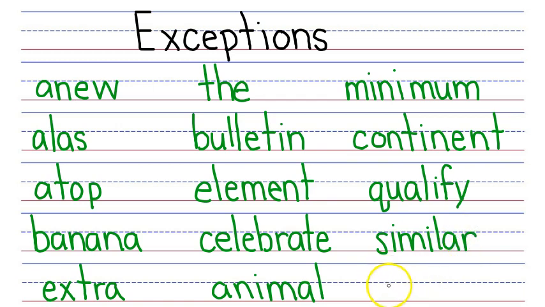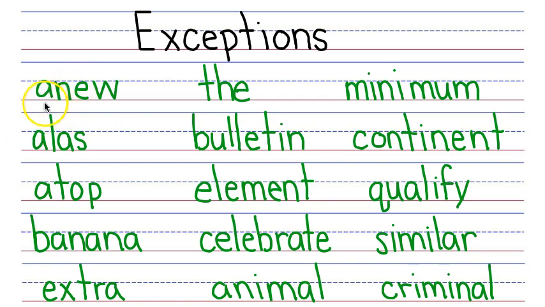Next word, criminal. Criminal is spelled C-R-I-M-I-N-A-L. Now, with a different color pen, I'm going to underline all the open syllables in each of these words.